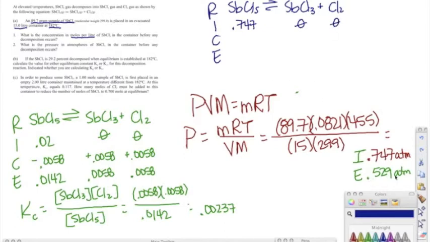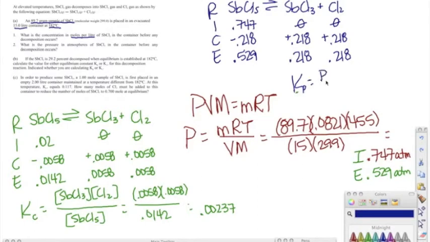My equilibrium pressure of my reactant was 0.529. And so to find out what my change was, exact same thing I did down here, just take that minus that, and you get that this went down by 0.218, which means these go up by the same amount. So their equilibrium pressures are 0.218.